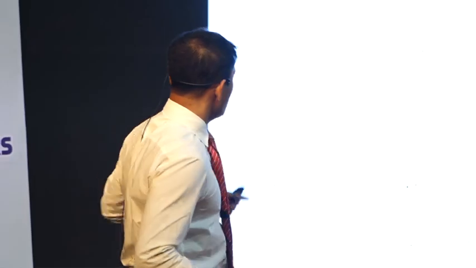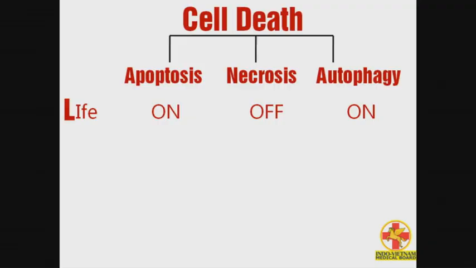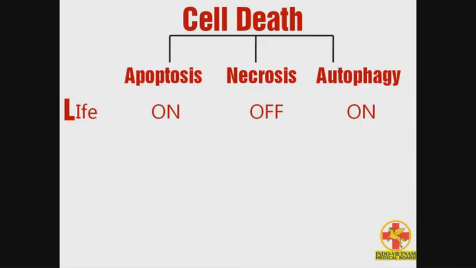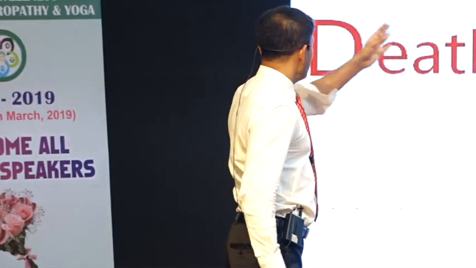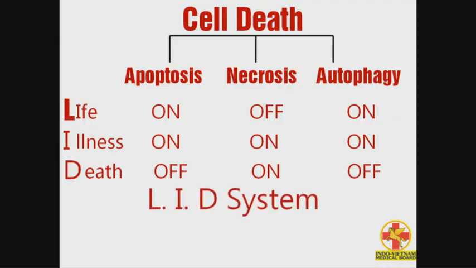These are 2 healthy ways of cell death. The third way is necrosis. Necrosis means when certain cells are deprived of food and oxygen, like in brain stroke or heart attack. Cell death because of not getting oxygen or food is called necrosis. If necrosis is switched off and these 2 are switched on, it is called life. But if necrosis is also switched on, and certain cells are not getting oxygen, that is called illness. But if necrosis is on, and autophagy and apoptosis are off, that is death.